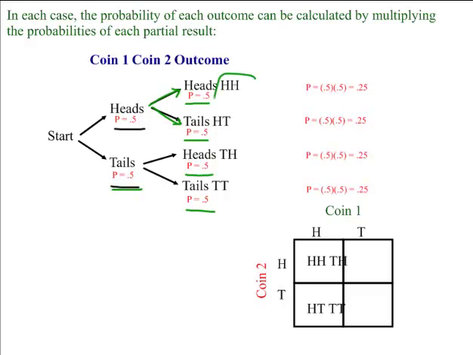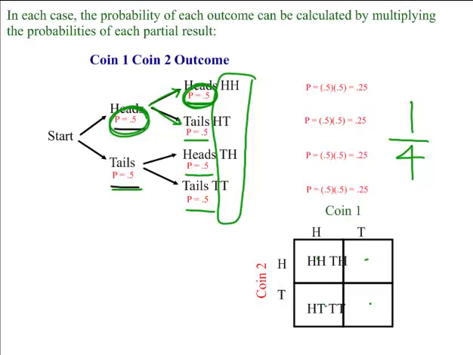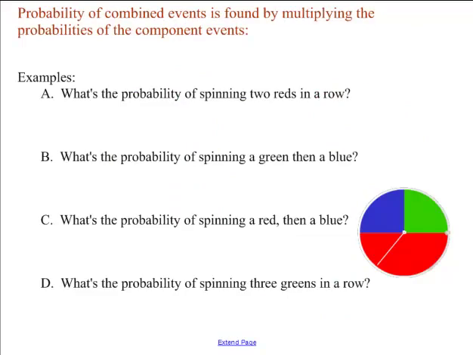So that means that we have 4 possibilities. Any specific outcome has a probability of 1 out of 4, or 0.25. And to get that, all we need to do is multiply the probability of getting the first thing to happen times the probability of getting the second thing to happen. And here, the same thing. You have 4 spaces in your square. Probability of getting like 2 heads, there's only one option out of 4. So the probability of combined events is found by multiplying the probability of the component events.